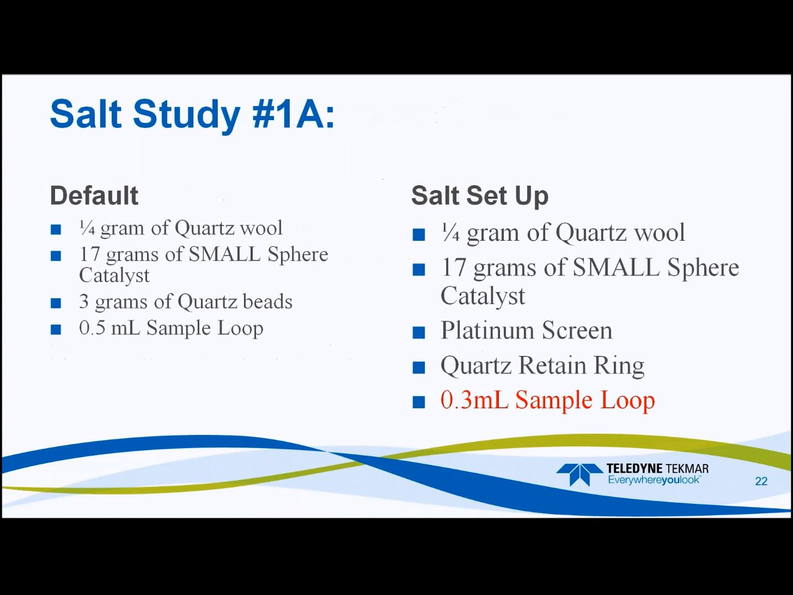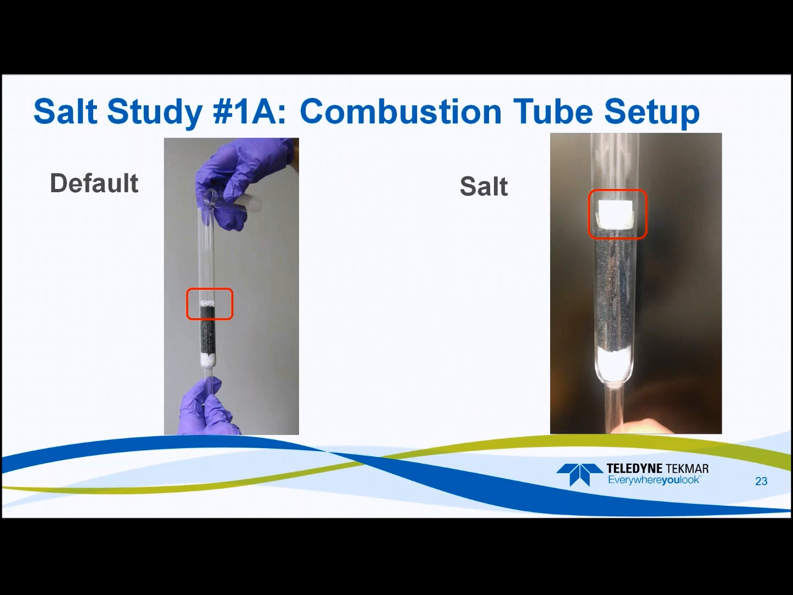So we decided, hey, let's run the same salt study again. As you can see, we ran everything still the same. The only thing that we changed is we went to a 0.3 or 300 microliter sample loop. And the combustion tubes are still exactly the same as we ran on that first study with a half mil loop: 1/4 gram of quartz wool, 17 grams of a small sphere catalyst, platinum screen, and a quartz retainer ring.